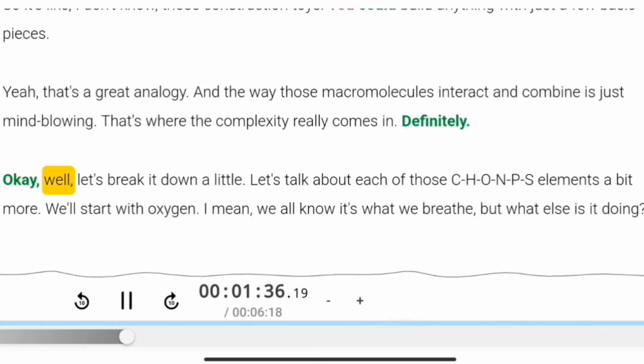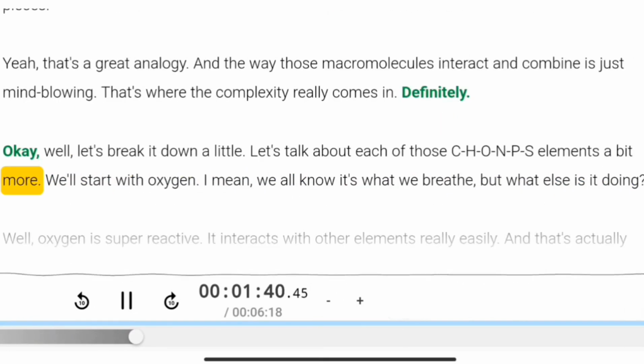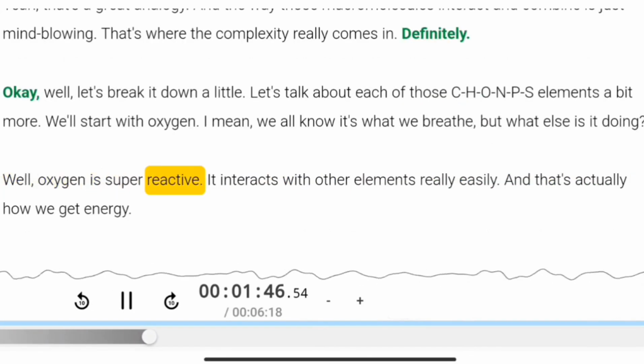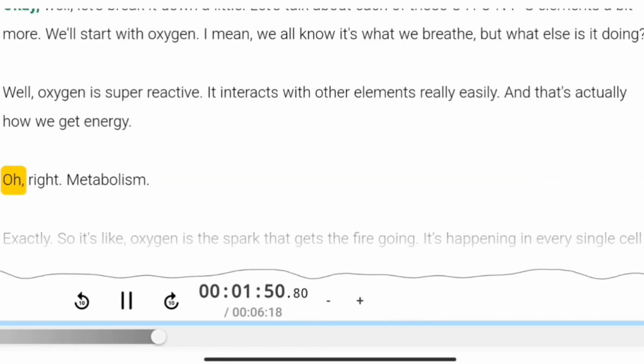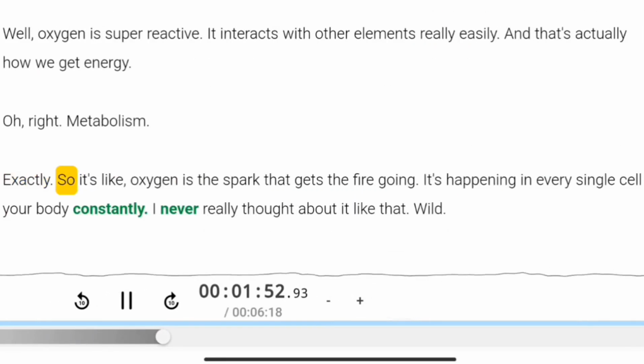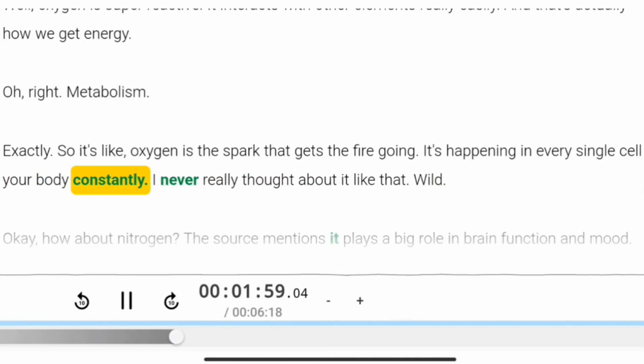Definitely. Okay, well, let's break it down a little. Let's talk about each of those CHOMPS elements a bit more. We'll start with oxygen. I mean, we all know it's what we breathe, but what else is it doing? Well, oxygen is super reactive. It interacts with other elements really easily, and that's actually how we get energy. Oh, right. Metabolism. Exactly. So oxygen is the spark that gets the fire going. It's happening in every single cell in your body constantly. I never really thought about it like that.